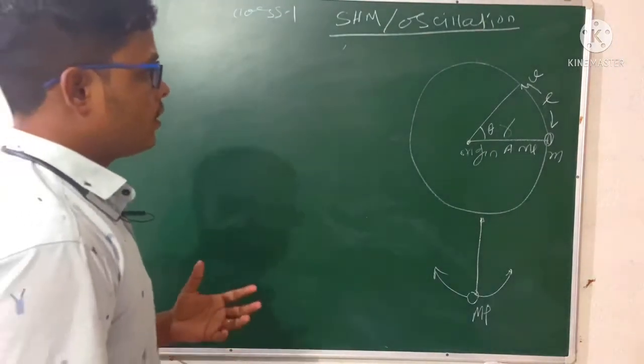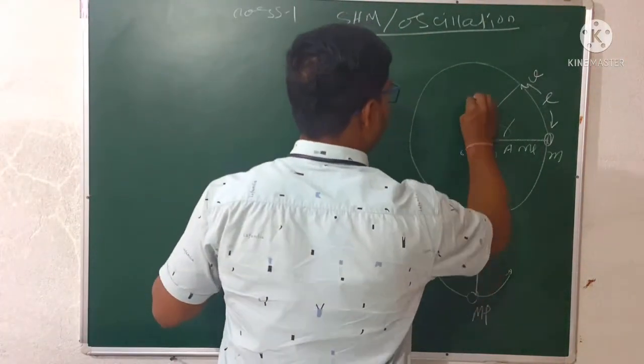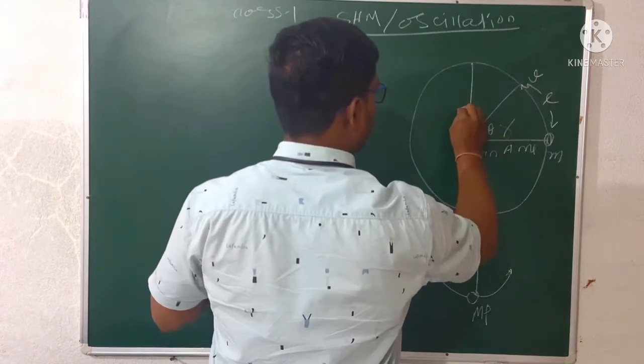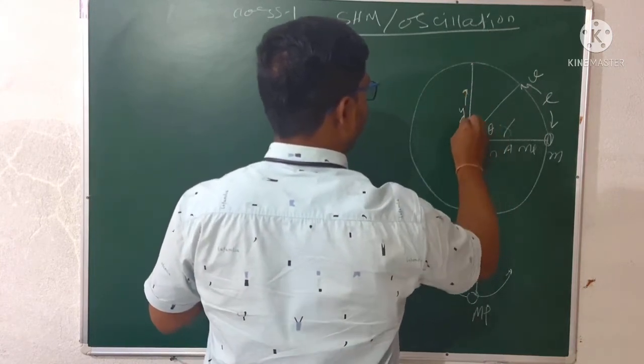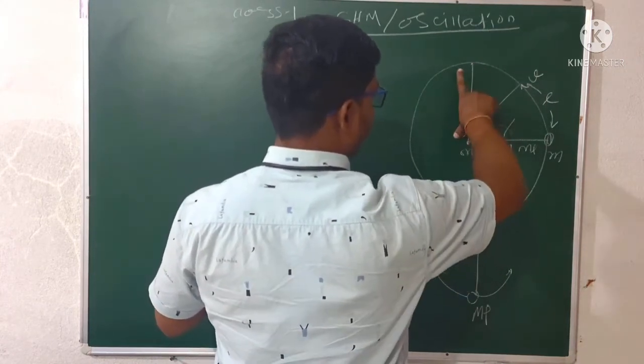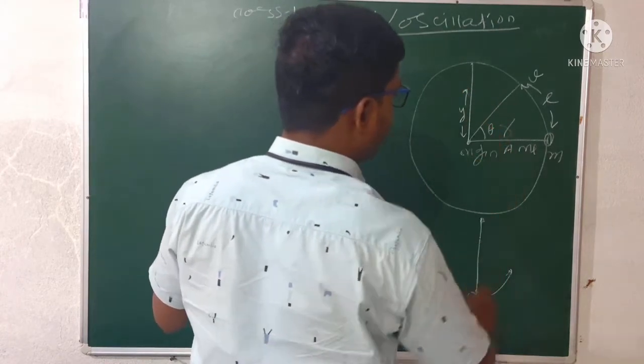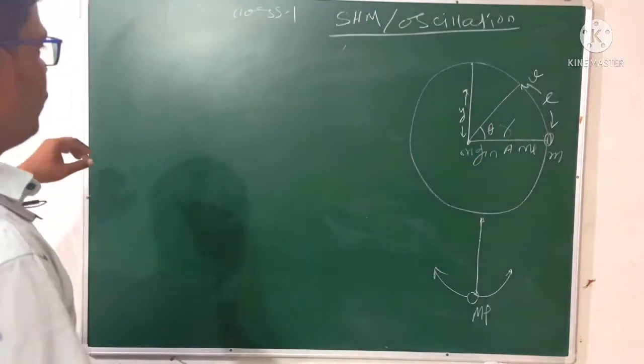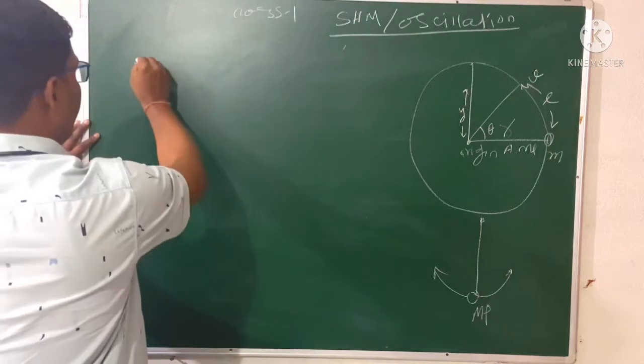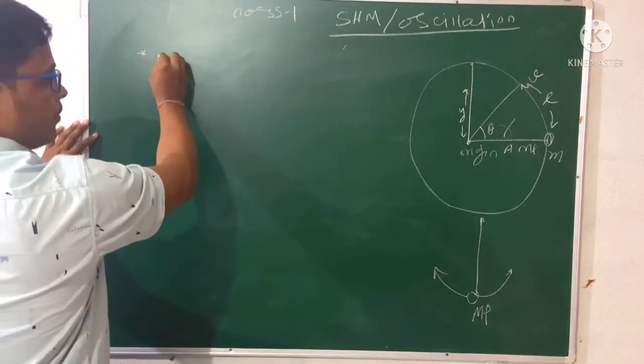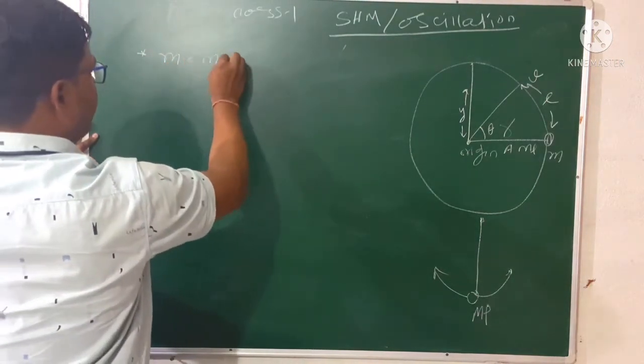So y is the position, right? This is not y; this is the radius, but y is the position. So this is a simple pendulum, and m is the mass of the pendulum.